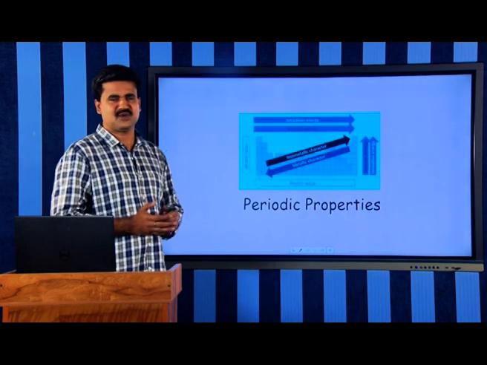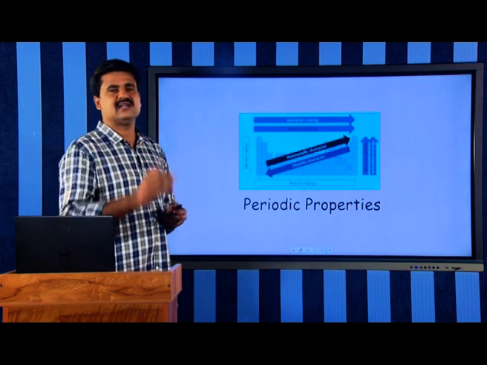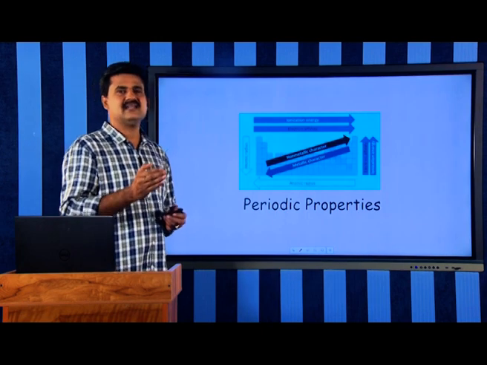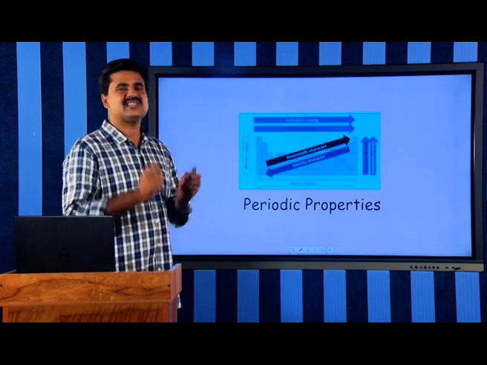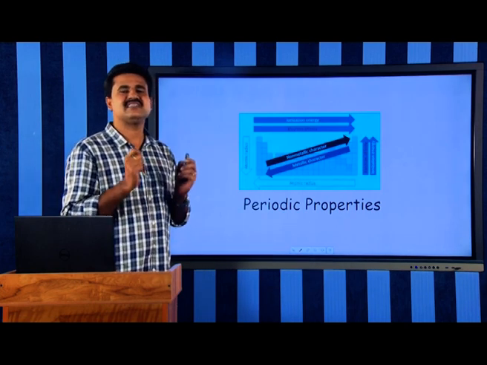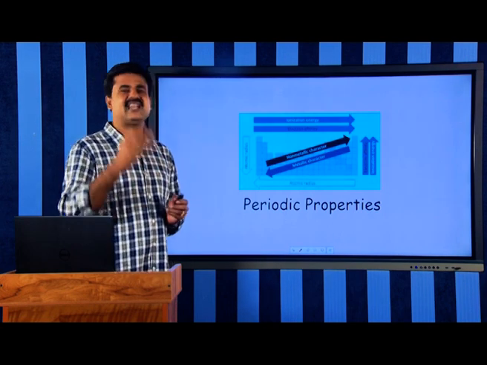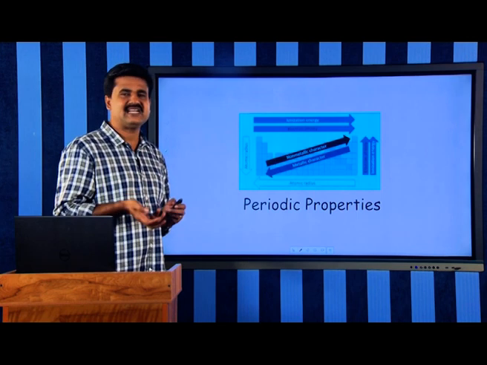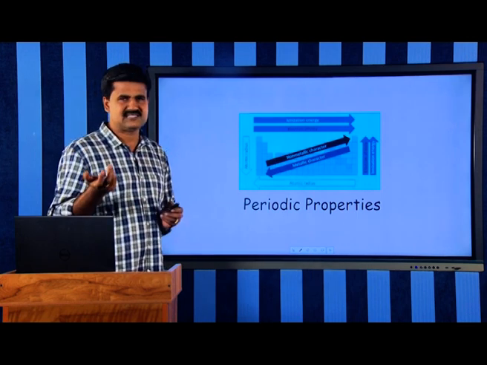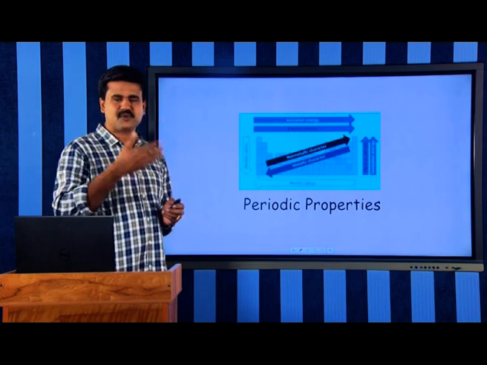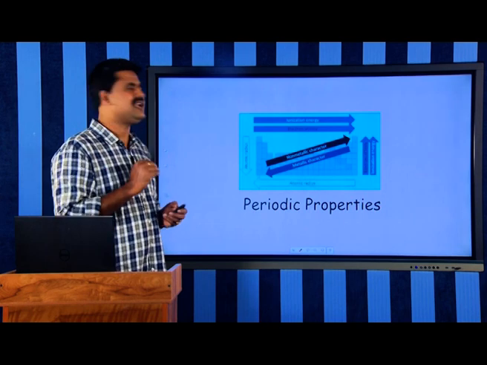Then moving on to the periodic properties with respect to the 5D series. The periodic properties simply mean the properties of an element which can be related to the position of the element in the periodic table. There are so many periodic properties like ionization enthalpy, atomic radii, melting point, boiling point, density, and so on. We can now look at the periodic properties of the 5D series of elements.